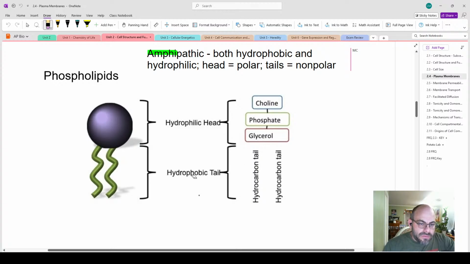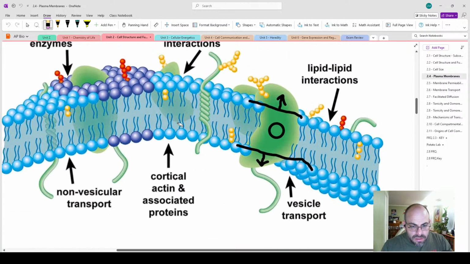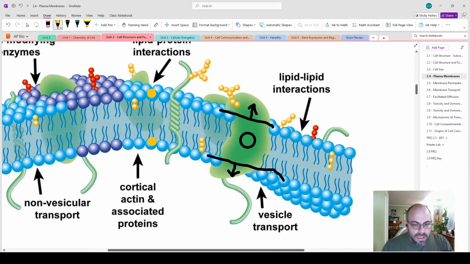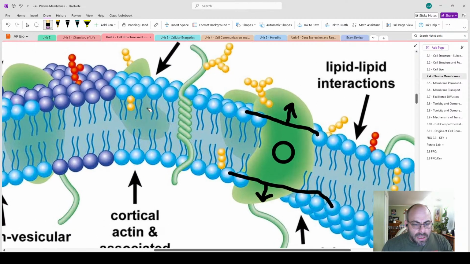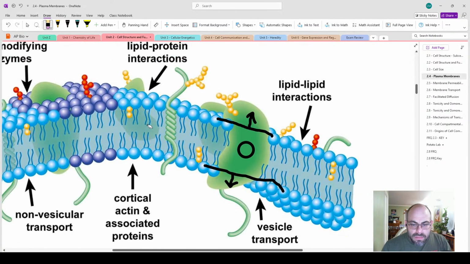You put a bunch of these phospholipids in some water, and they're going to organize themselves like this. The polar ends, the heads, are facing toward the water, right? The water's on the inside and the outside of the cell, in this case. And the hydrophobic portions, the tails, are facing toward each other, which creates this membrane that doesn't allow things to pass.